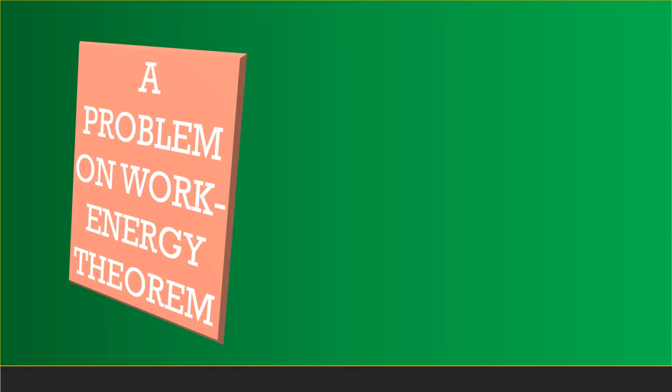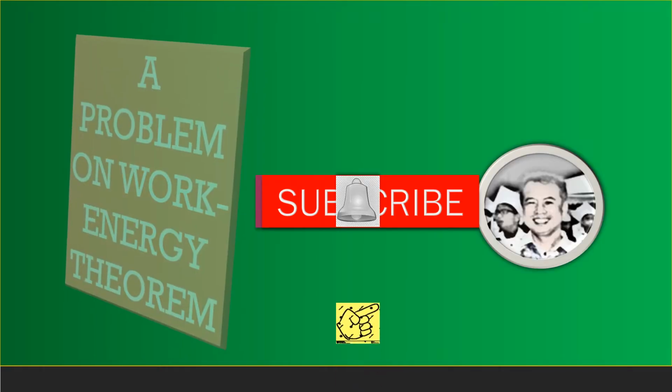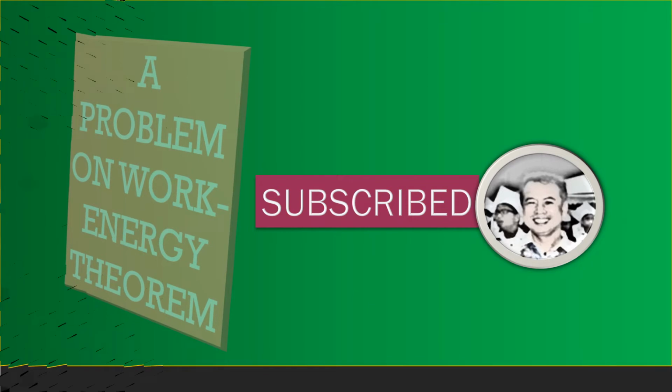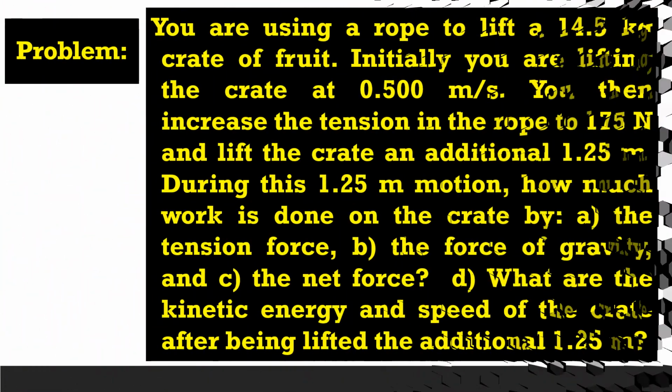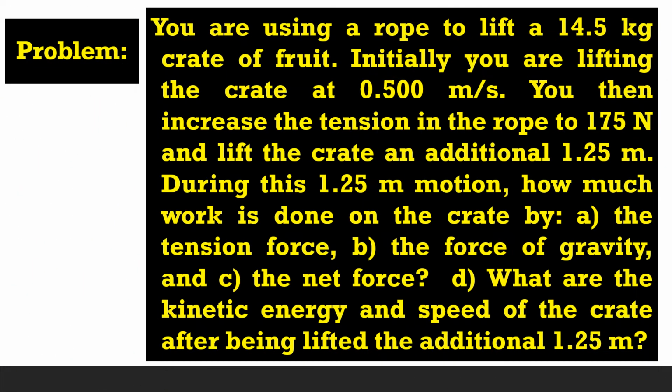Today's problem is an application of the work-energy theorem. The problem is you are using a rope to lift a 14.5 kilogram crate of fruits. Initially, you're lifting the crate at 0.5 meters per second. You then increase the tension in the rope to 175 newtons and lift the crate an additional 1.25 meters.